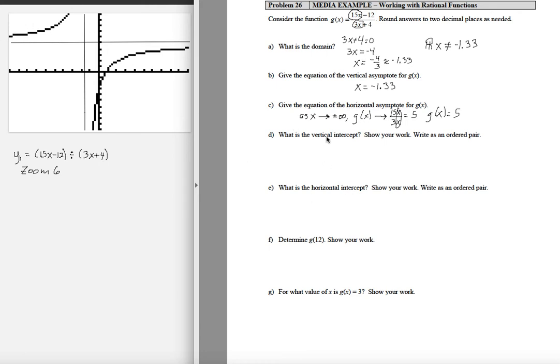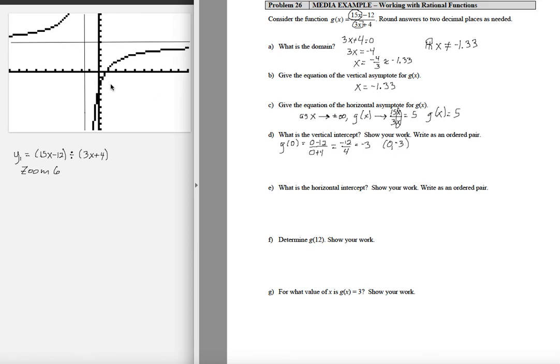Part D, what is the vertical intercept? For that, I need to evaluate g of 0, meaning replace x with 0. So 15 times 0 is 0. So 0 minus 12 over 3 times 0 is 0 plus 4 is negative 12 over 4, which is negative 3. So that gives me 0, negative 3.